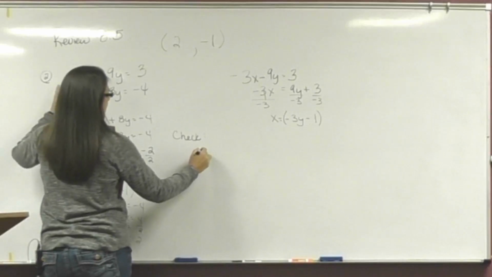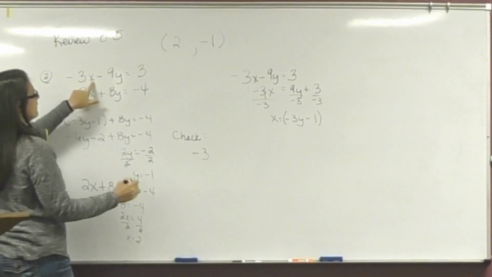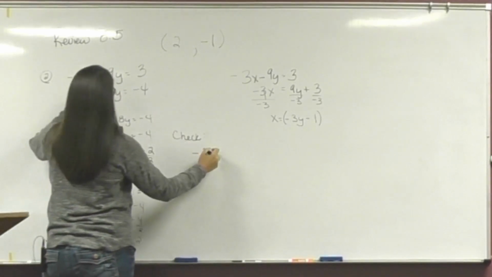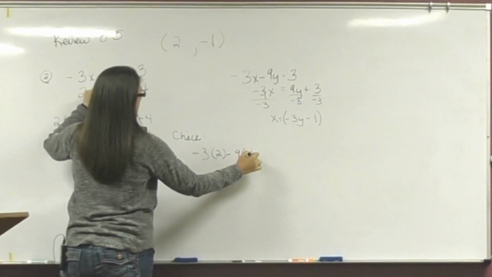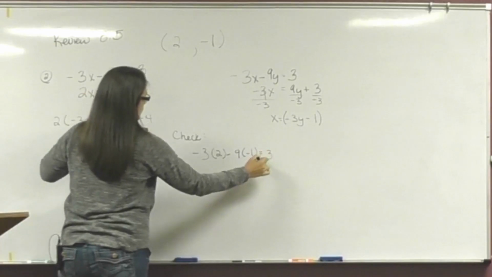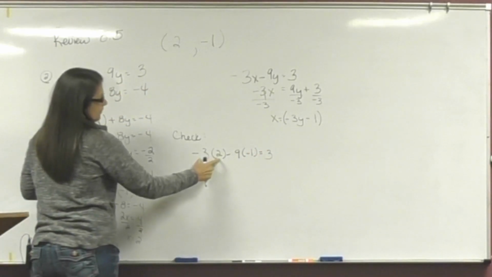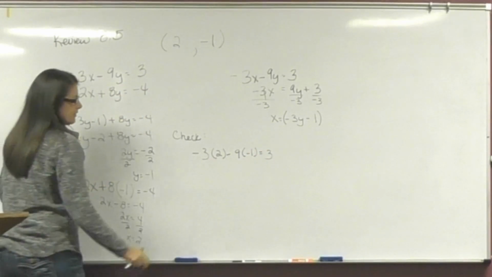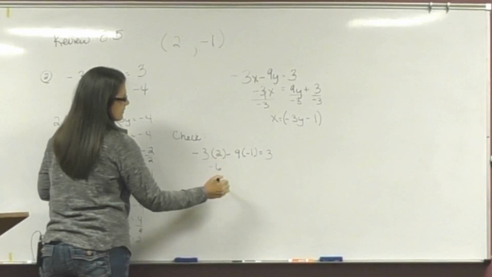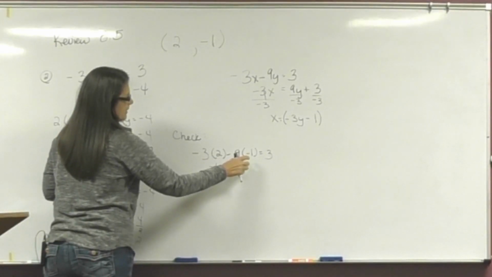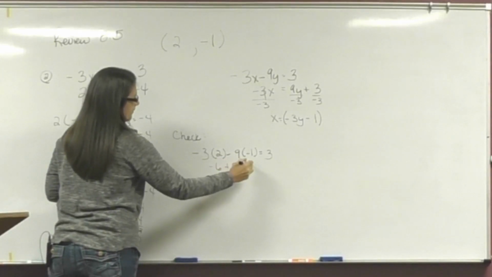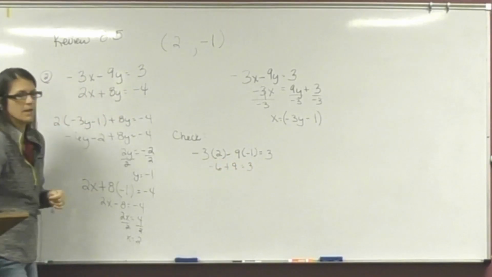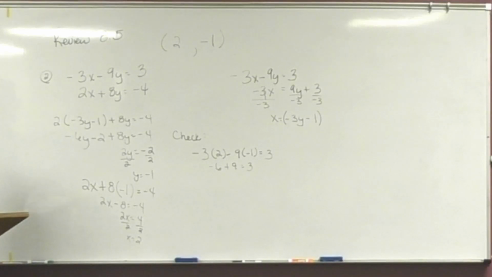So I've got negative 3, and then in place of the x, I'm going to substitute in a 2, minus 9 times negative 1 equals 3. So we have to use our order of operations. So this is a negative 6. Negative 9 times negative 1 is a positive 9. 6 minus 9 does equal 3, so that one checks out.